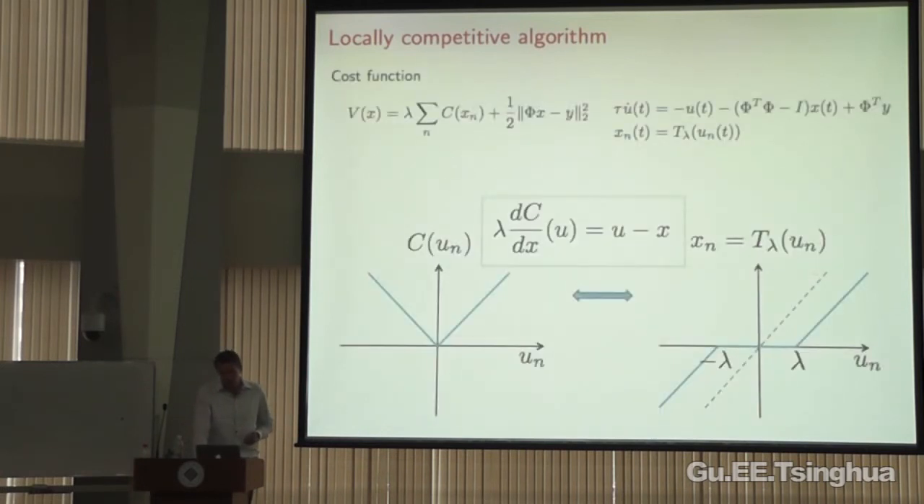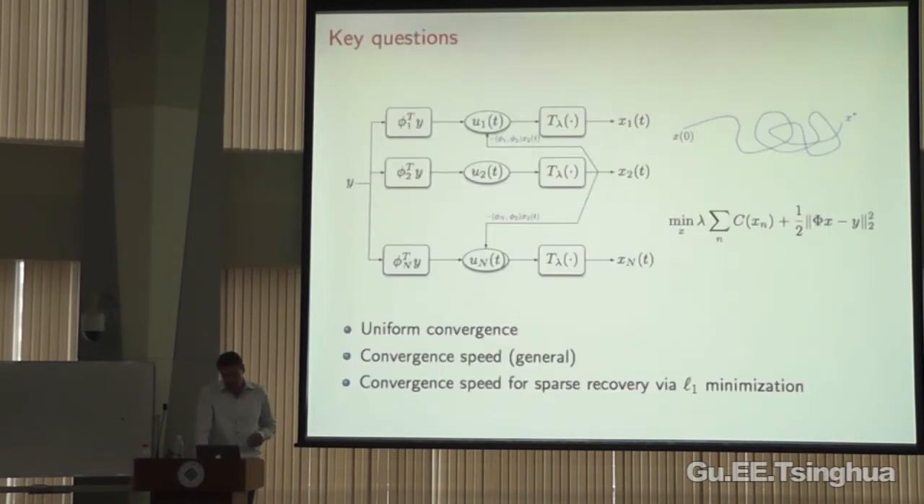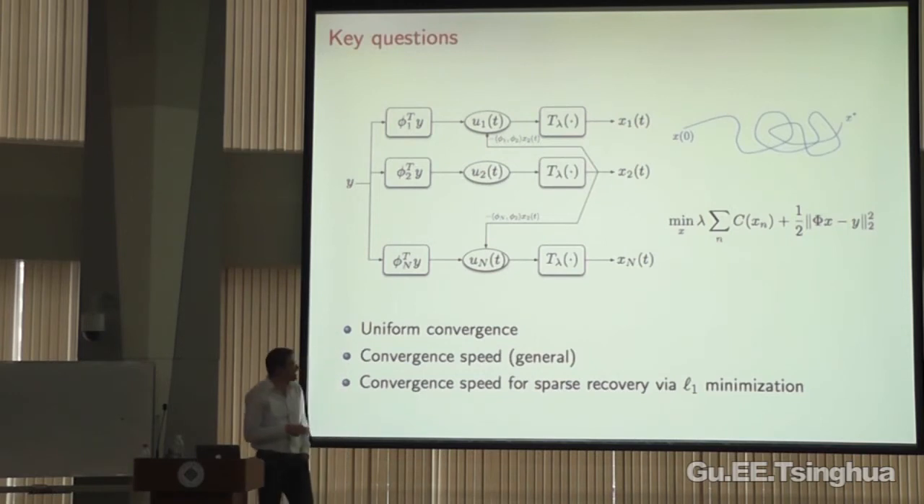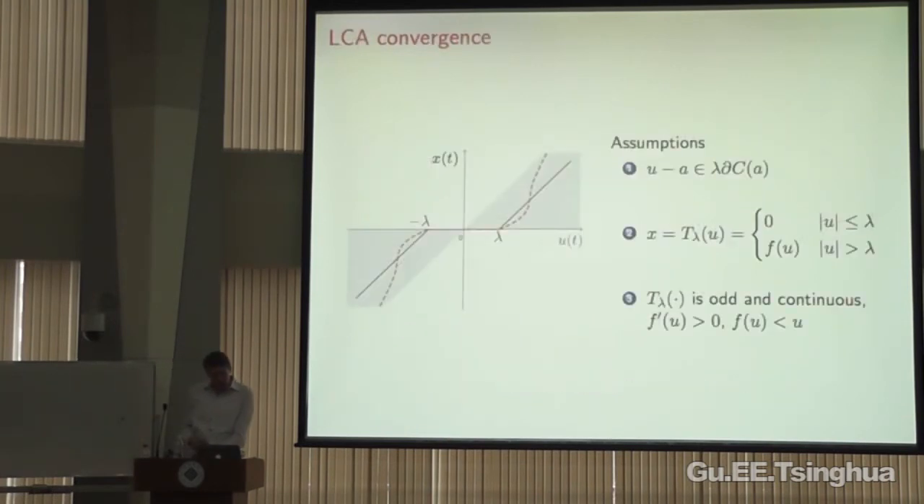All right, so then what we asked ourselves is a couple of key questions. One is, when does this thing converge, and how fast does it converge? In particular, how fast can I say it converges if I'm trying to do sparse recovery with L1 minimization? And so we have answers to these questions.